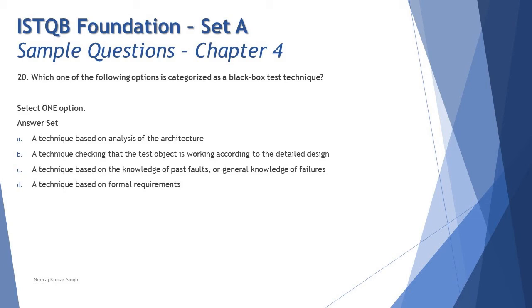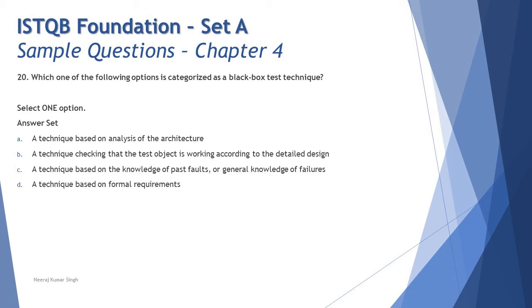C, a technique based on the knowledge of past faults or general knowledge of the failures, which is not black box. It is, of course, experience-based techniques where we have to have past experience, knowledge about the domain, and knowledge about the typical defects. So now we are left with only one option, but let's have a look at it.